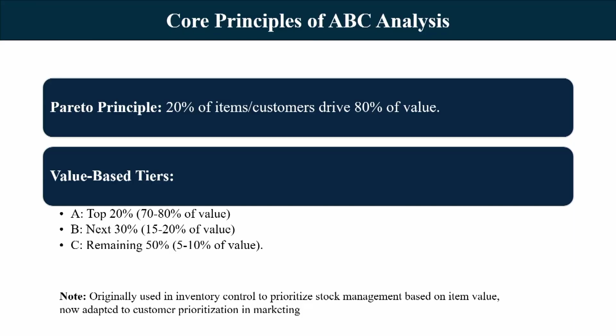The value-based tiers are very straightforward. A customers, the top 20% of customers, contribute somewhere close to 70 to 80% of the total value that the business generates. Next come the B customers, which consist of 30% of the total customer base, and they contribute close to 15 to 20% of the total business value. And the third one is the remaining 50% of customers, who contribute only 5 to 10% of the total value.